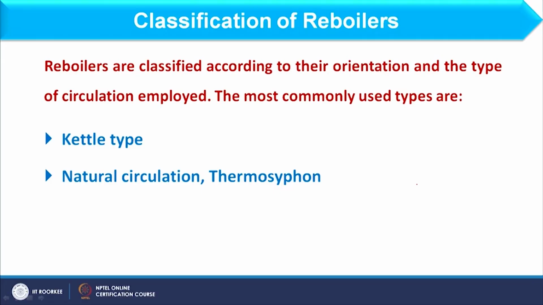Usually we have most commonly three types of reboiler. The first one is the kettle reboiler, second is the natural circulation or thermosiphon reboiler, and thirdly we have the forced circulation reboiler. These are the main types of reboiler, and we are going to discuss each type in detail in subsequent slides. So, let us start with the kettle reboiler.